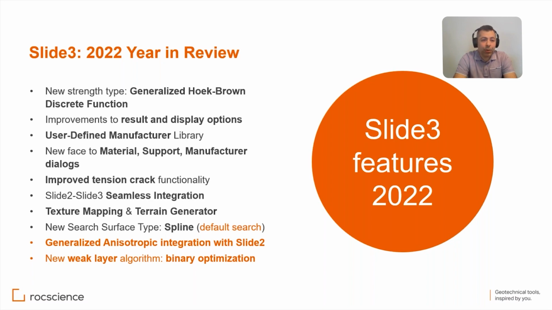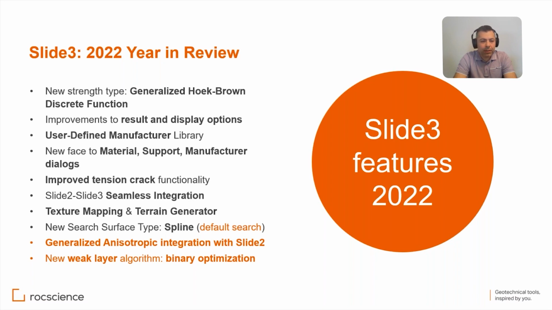As a major feature, similar to Slide2, we worked on the Slide2 and Slide3 seamless integration. We added a cool feature which is available in RockFall 3D as well, which is texture mapping and terrain generator. One of the main and major features that we have released in years in Slide3 is the Spline search method. And we're going to make it a default search in our next release, which is a very important option for searching the 3D analysis that Terence is going to talk about today.